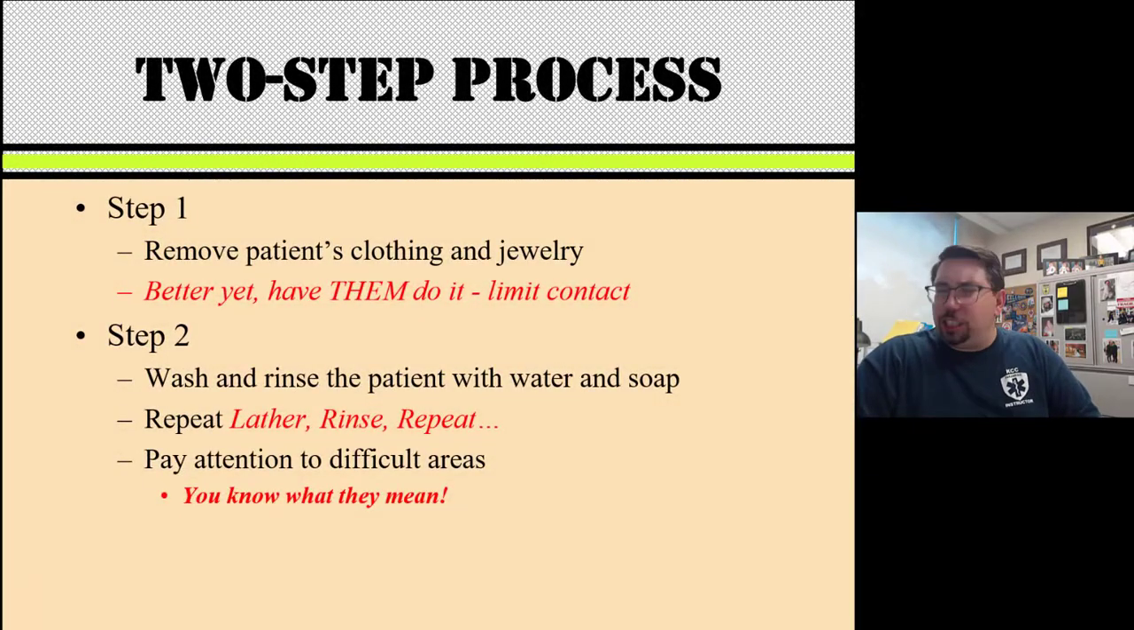There is a two-step process as we talk about decontamination. Step 1 is to remove all of the clothing and jewelry that the individual is wearing. Better yet, let them do it. That limits your contact with them. Tell them to stay there and strip down everything. Everything from rings to earrings to necklaces to underwear, you name it, it all comes off.